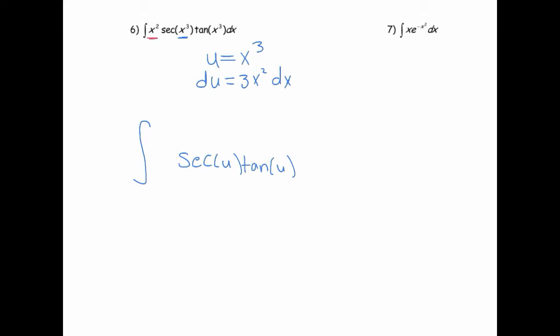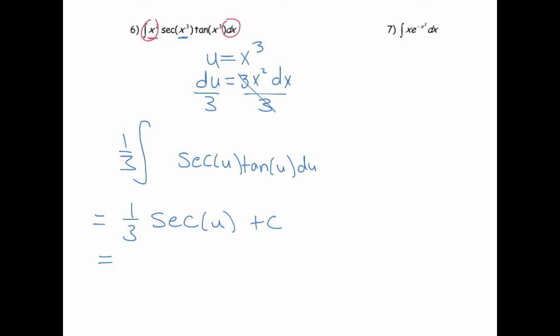And now that x squared times dx can be replaced, because if I divide this by 3, then du over 3 is x squared dx. So I can put my du here and my over 3 there. Now this is again where just some of your knowledge has to come in. The antiderivative of secant u times tangent of u is something we know. That's the derivative of secant, so that must mean its antiderivative is secant. And then we replace the u with x cubed.